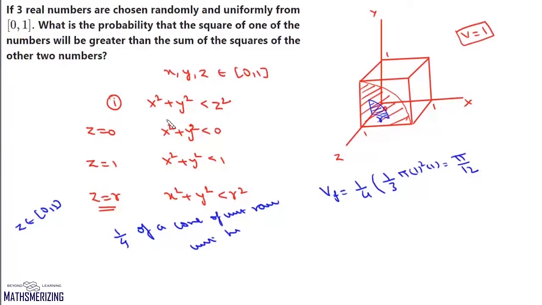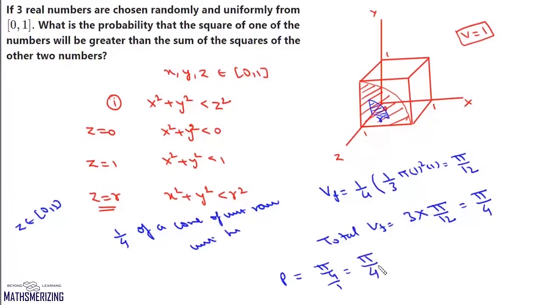Now we'll have three such cases. The second case is when x square plus z square is less than y square, and the third case is when y square plus z square is less than x square. So the total favorable volume will be given by 3 into pi by 12, which is simply pi by 4. So the required probability is simply pi by 4 divided by 1, which is pi by 4.